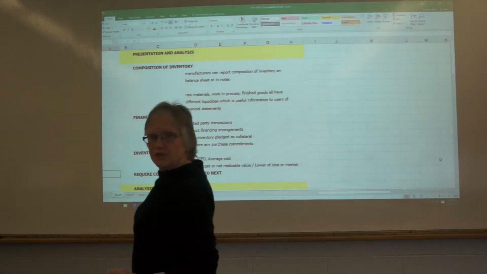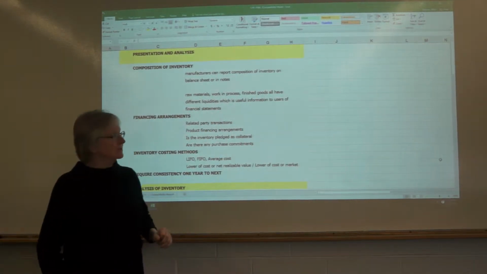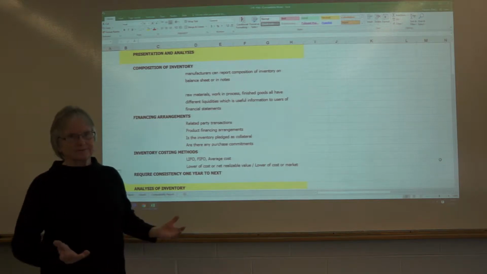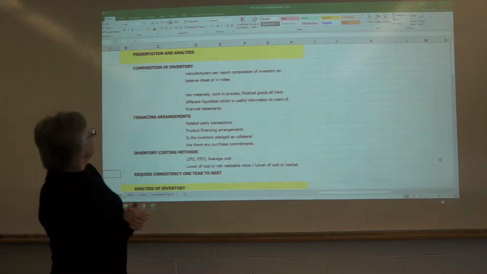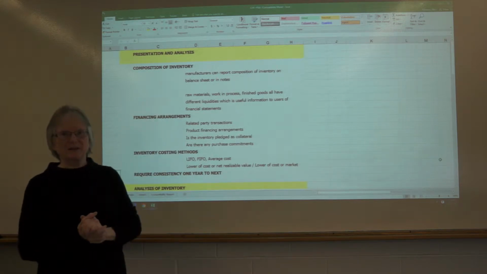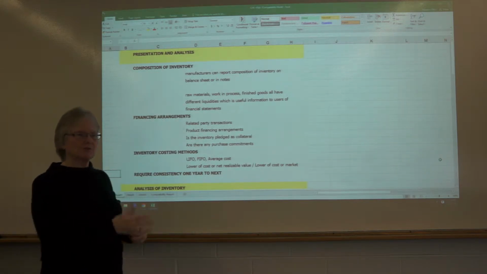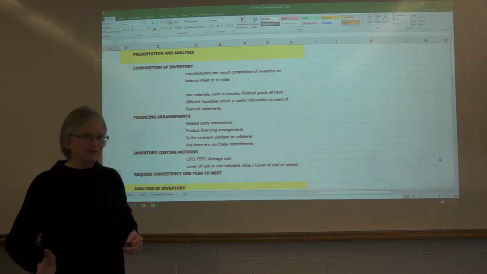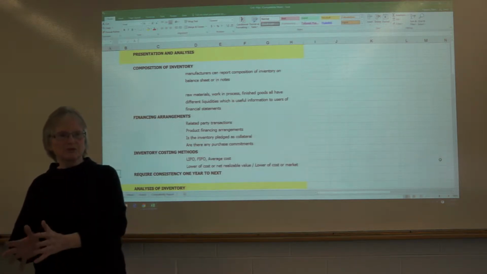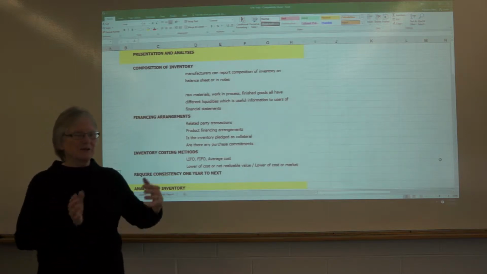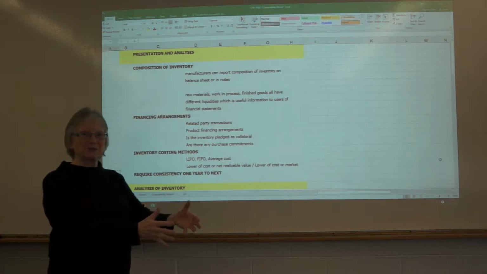So on the presentation and analysis of inventory, the users of your financial statements, it's basically pretty much common sense what they'd need to know. They want to know what your inventory is made up of. This is especially important if you're a manufacturer because you have inventory in different stages of completion. And obviously your finished goods are more liquid, in terms of the ability to turn them over, than if you've got everything at the raw material stage.